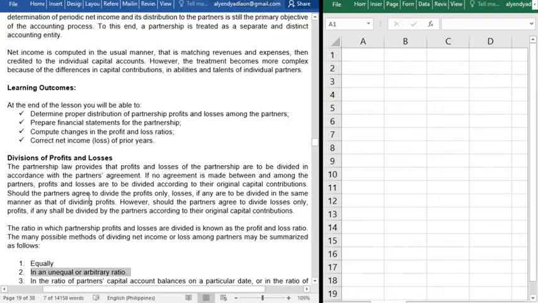So equally, say for example, if there are two partners, then they are going to divide it equally. So the profit divided by 2 or multiplied by 50%. So if there are 3 partners, then the profit divided by 3.